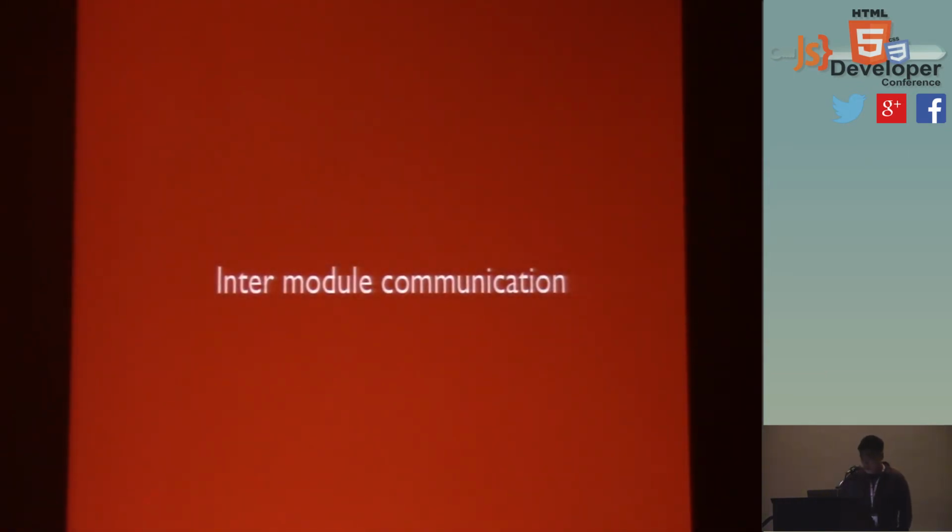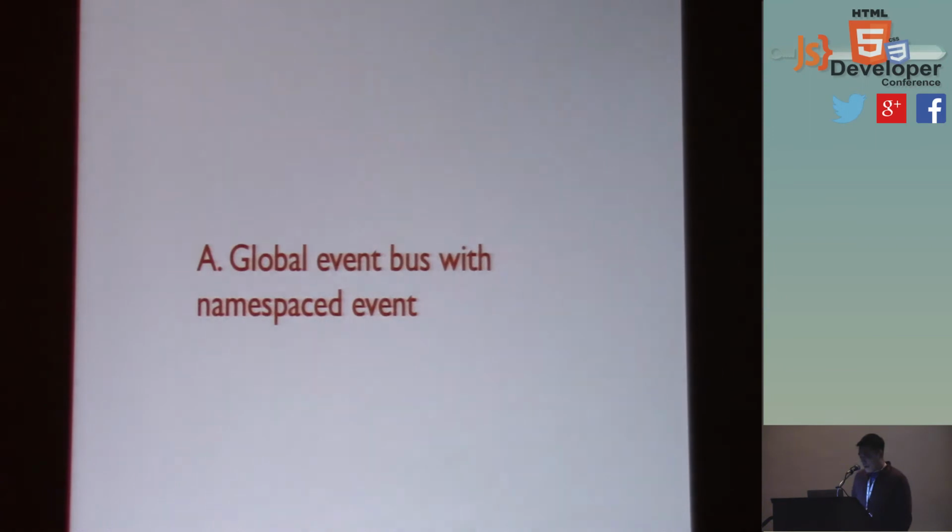All right. Another thing is intermodule communication. This is like one of the top 10 most asked questions on any Backbone forum. People always ask, hey, I have a couple views on the screen and view A wants to talk to view B. How do I do that? Or I have multiple sub-views inside. How do I talk to my parent view? This is an FAQ.